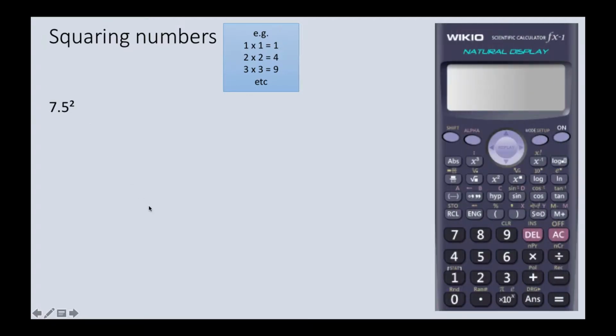Now in this case, we can use a calculator, and you will need a scientific calculator for your exam. If we're going to use a calculator, we need to put in 7.5 in our calculator, and then click this button just here. This button will square the number for you, and then if you press equals, you'll get your answer, 56.25, okay? So it's nice and easy to use your calculator.